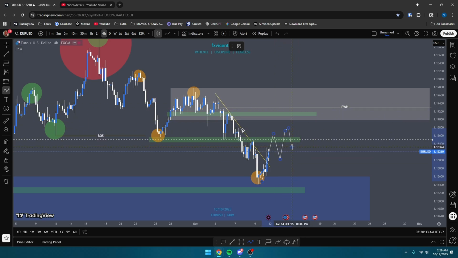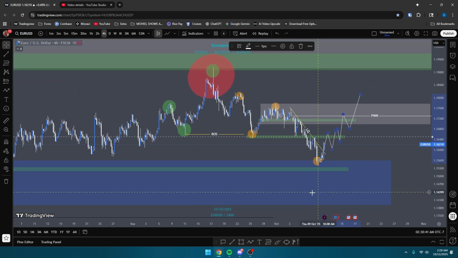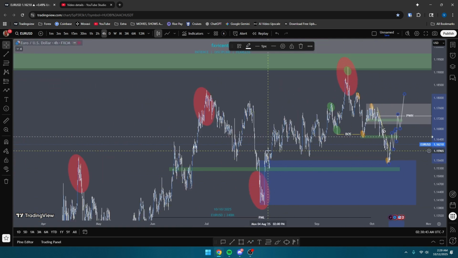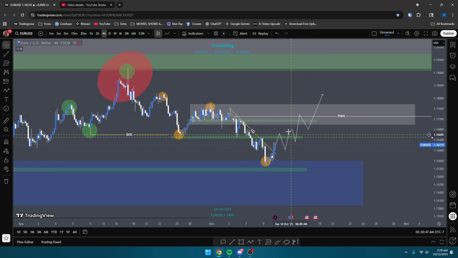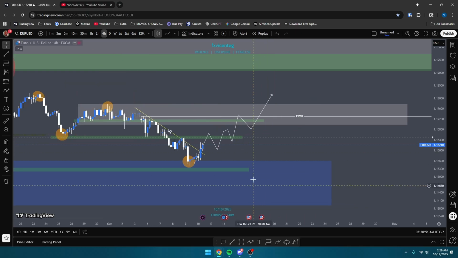And depending on how it comes to that supply, if it does get over here, then I might look to sell. But if it's super bullish, then I might just keep buying for a break of structure to follow the daily higher high. So that's Euro USD. I'm looking for potential counter trend trade buys. That's what it's looking like with the momentum coming up into this internal supply.